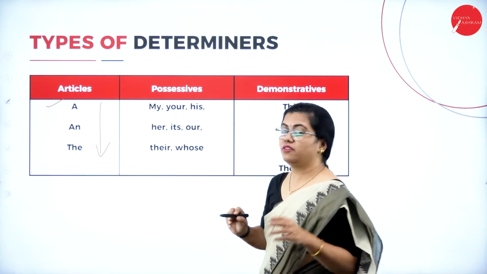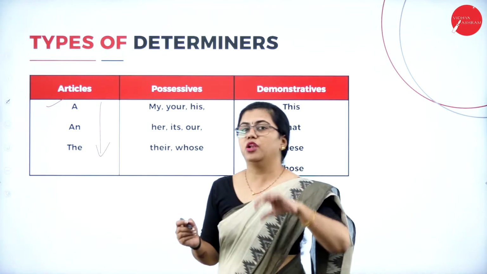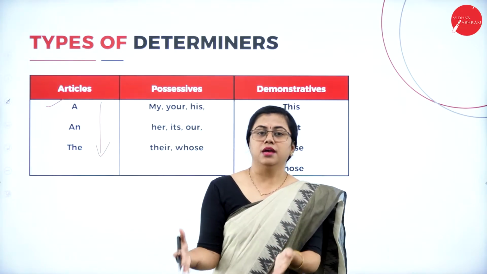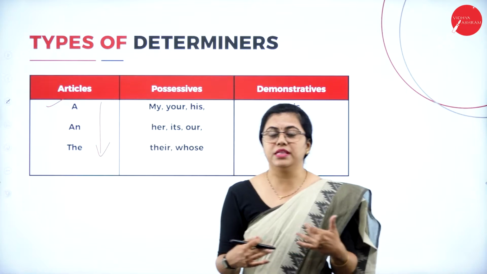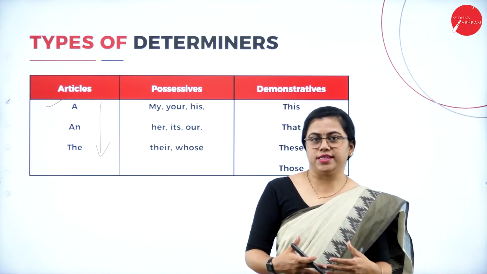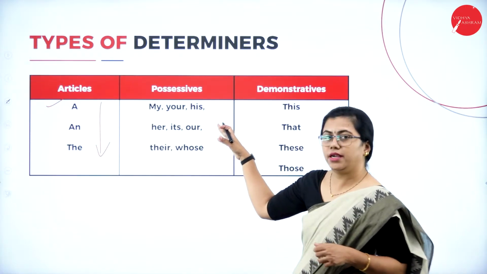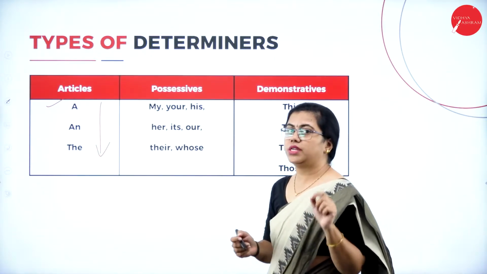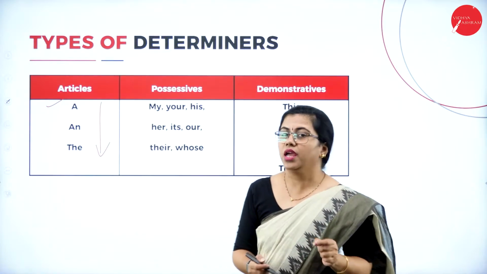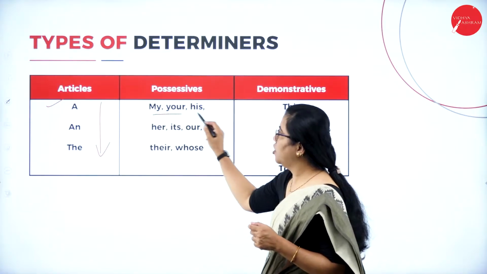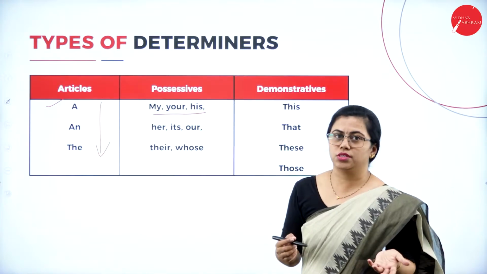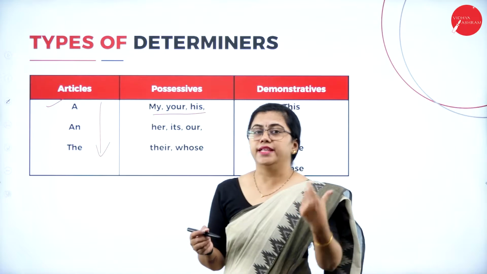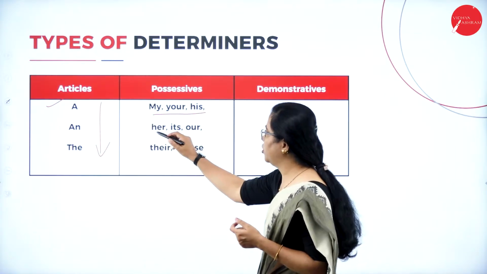The word possessive actually means something belonging to somebody. Suppose something like a bag or a pen or anything that belongs to me, that means it is showing some possessiveness. So that is called a determiner. Possessive is also called a determiner. The words that are used as possessive determiners are these: my, your, his. All these are pronouns that show the sense of belongingness.